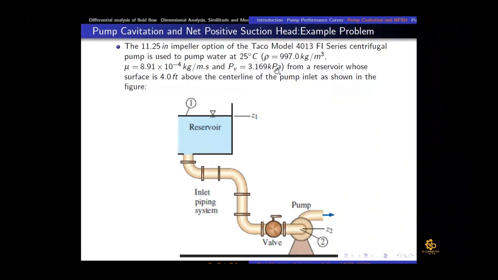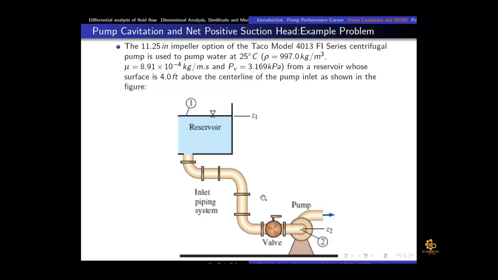So we know that, from a reservoir whose surface is 4 feet above the center line of the pump, it means that the Z2 value is equal to 4 feet. Which means that Z1 minus Z2 is 4 feet. I hope you can understand this: they are saying that the difference in altitude between the reservoir surface and the center line of the pump inlet, which is Z1 minus Z2, is basically 4 feet.